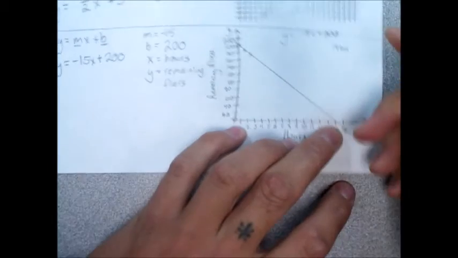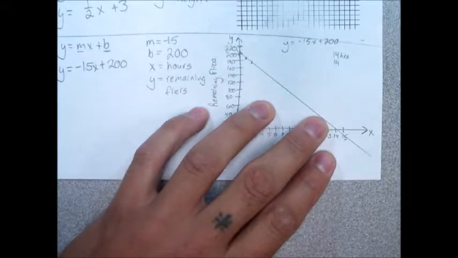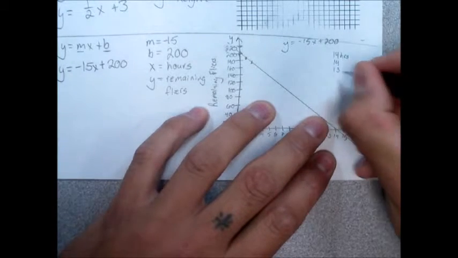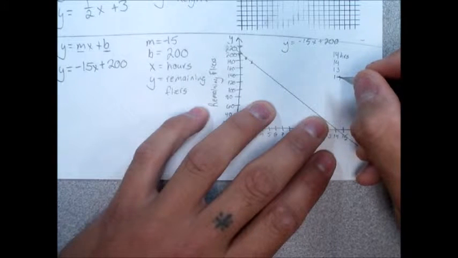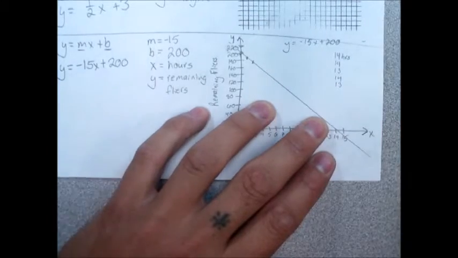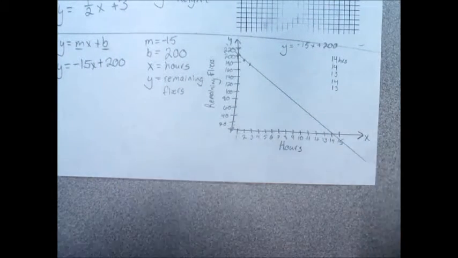Group 1, you got 14, same? Group 2? 13. I got 13. 14. Got 14. Got 13. Did any of us get the right answer? No, of course not, right? We drew this graph. Of course we're going to have some human error in this.